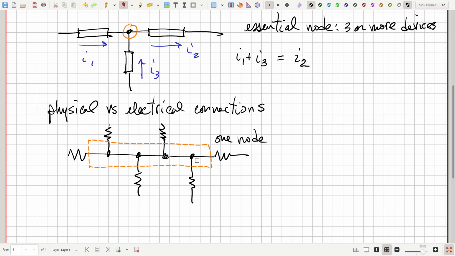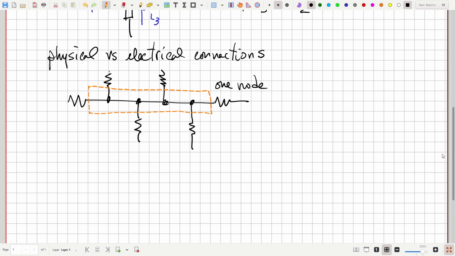So be careful that you don't look at this and say, oh, here's one node, here's another node, here's a third and a fourth. These all have the same voltage. So there's no need for labeling each of them with a different voltage because the voltage is all the same. Okay, so that's an important distinction. Here's another thing that's important to remember.